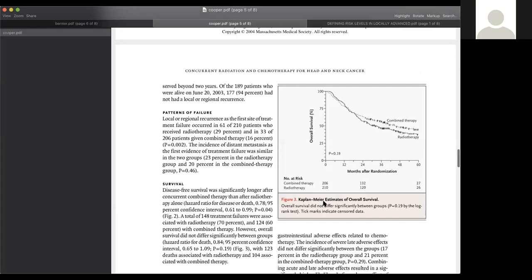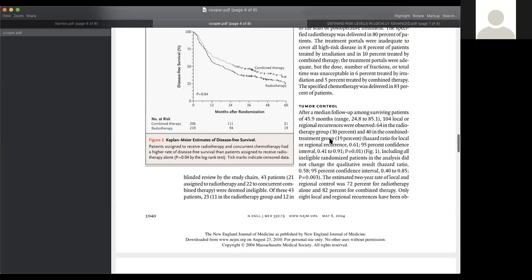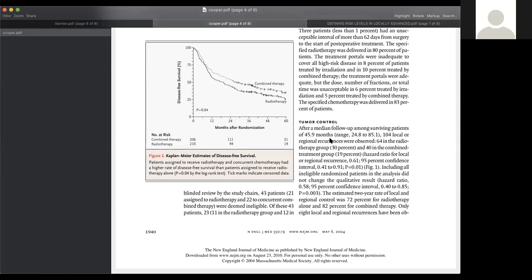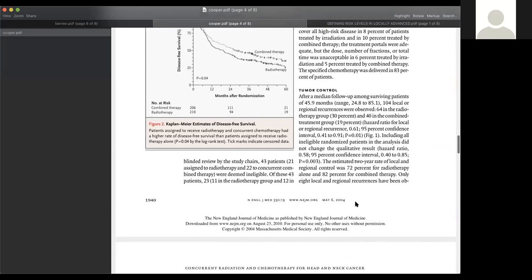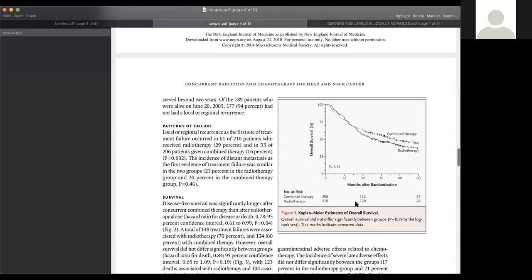So if you look at the tumor control, with a median follow-up of almost 46 months, there was better loco-regional control in the combined therapy group, with fewer recurrences than with radiotherapy alone, and this was statistically significant. The 2-year control of local and regional recurrences was also better with the combined therapy, at 82% versus 72% for radiotherapy alone. This was for their local control and loco-regional control.